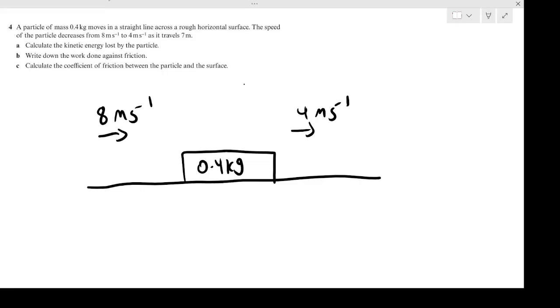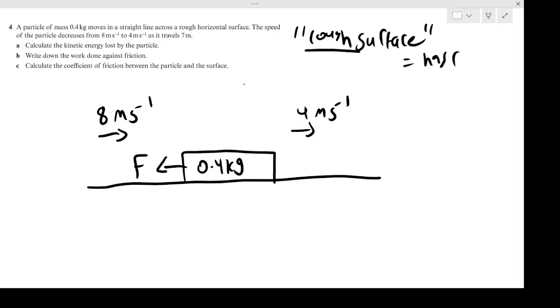But we also know there's going to be a friction force. Well, it mentions friction. So I'll call that F, friction. We also know there's going to be friction because of this keyword here: if you see a rough surface in a question, pay attention to rough in particular, that means it has friction. So I know because of that word rough, there's going to be friction involved.